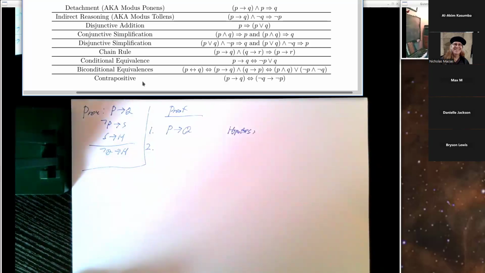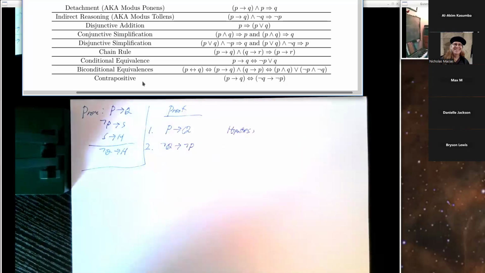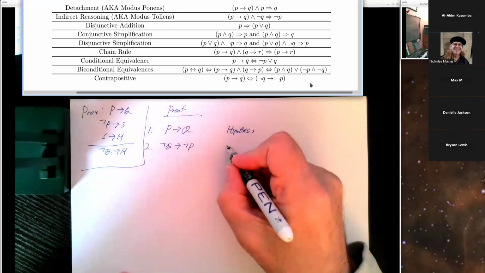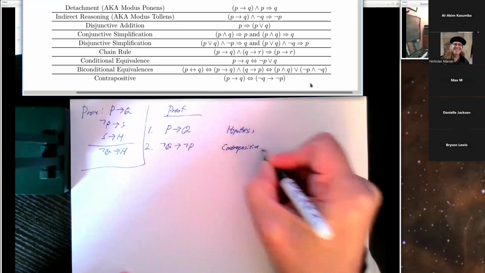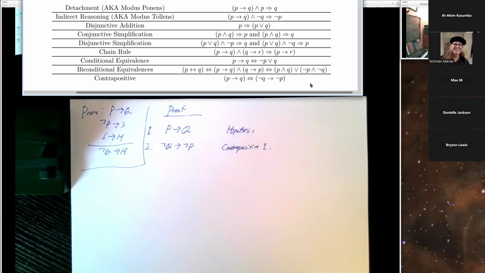And then Brandon suggested do the contrapositive. So the contrapositive says not Q implies not P. And that's right here. If P implies Q, that's equivalent to not Q implies not P. So I have to justify this. Why am I allowed to write this? Because of something called the contrapositive applied to step one, proposition one. So I've got not Q implies not P.